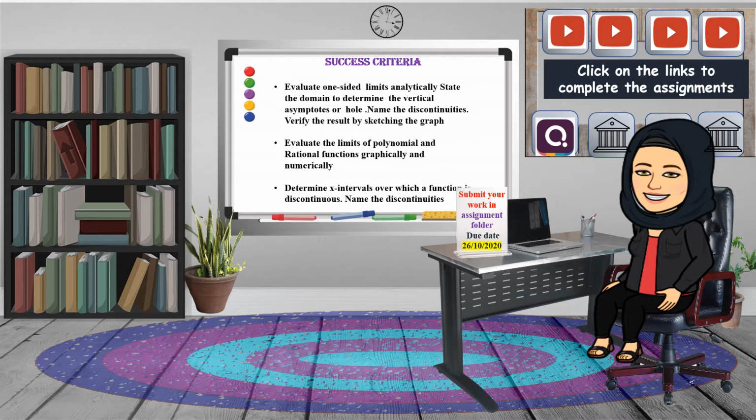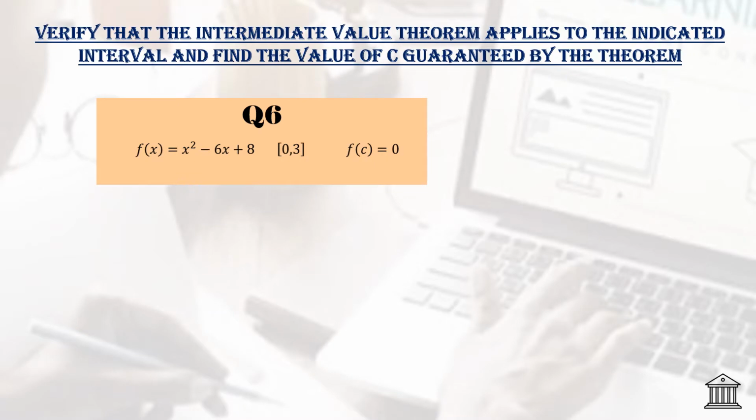Let's solve some of the questions which are given on the same slide. Here you have to verify that the intermediate value theorem applies to the indicated interval and find the value of c guaranteed by the theorem. So here is the question. In order to apply the intermediate value theorem, first of all, you must know what f of 0 equals and also what f of 3 equals. It means you want to determine the y values at 0 and 3 one by one.